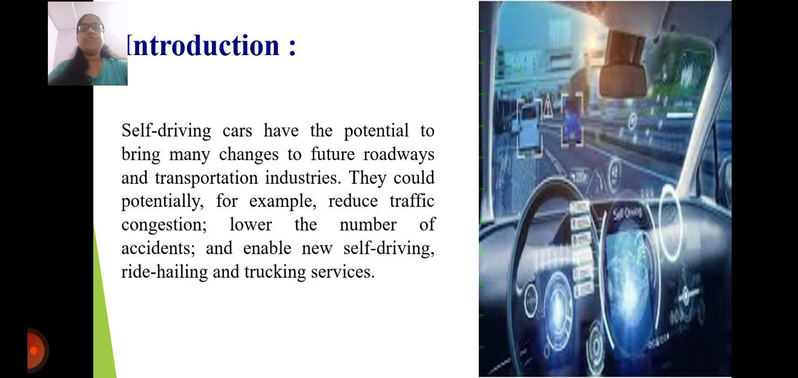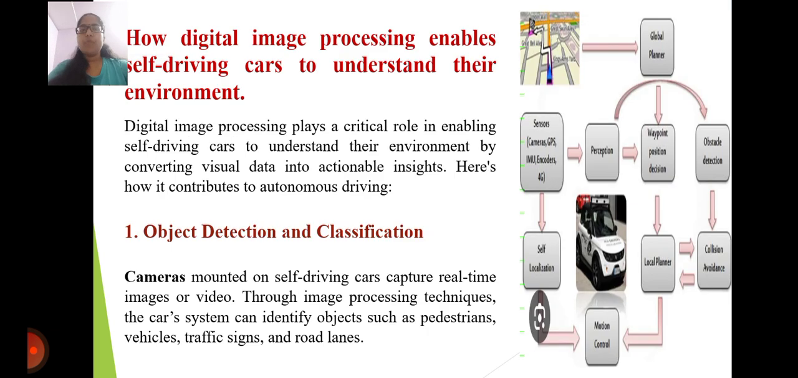Introduction. Self-driving cars have the potential to bring many changes to future roadways and transportation industries. They could potentially, for example, reduce traffic congestion, lower the number of accidents, and enable new self-driving, ride-hailing, and trucking services. The first and foremost thing is how digital image processing enables the self-driving car to understand its environment. Let us learn about this now.